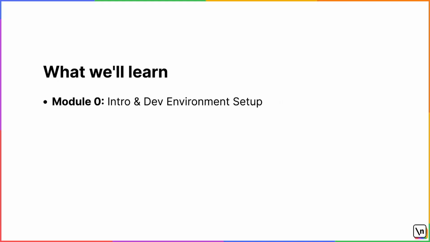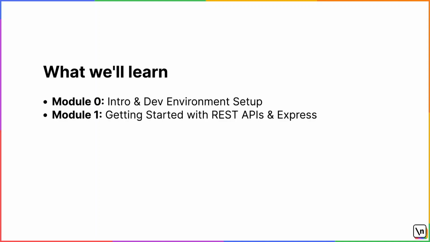In Module 0, the module you're in, we're going to be setting up our development environments. In Module 1, we're going to be learning the basics of APIs and REST principles and how they're relevant to the way we're going to interact with the Spotify API later in this course. Then we'll introduce the Express framework and learn the basics of how to handle HTTP requests with Express route handlers.